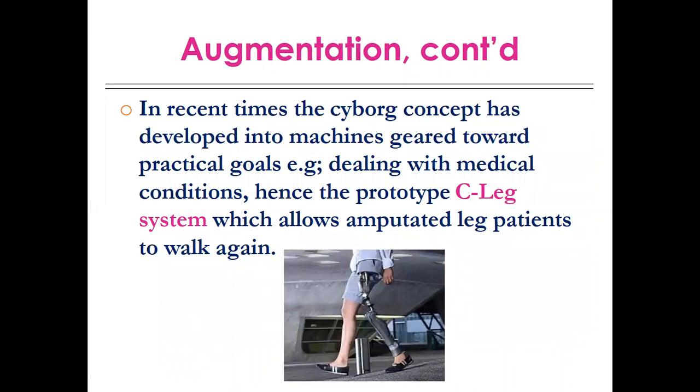In recent times, the cyber concept has developed into machines geared toward practical goals, for example, dealing with medical conditions, hence the prototype C-leg system. So you can see in the picture someone who has lost his leg being given a C-leg to be able to walk. Of course, this is going to be expensive, you know.